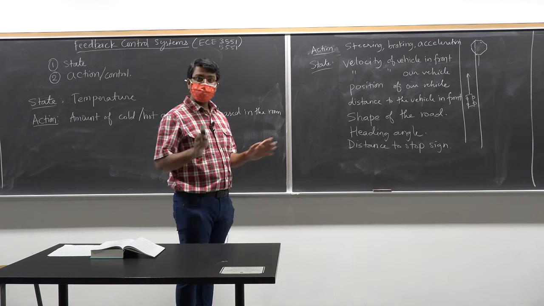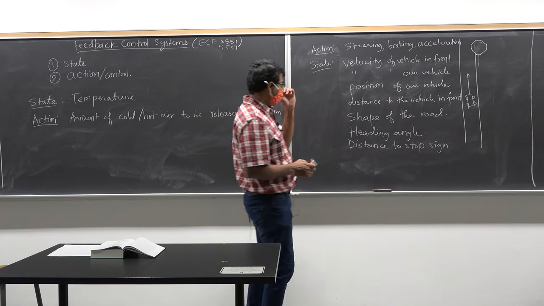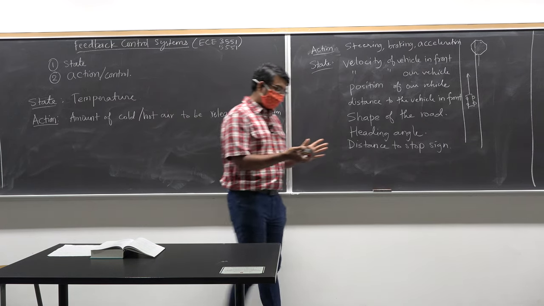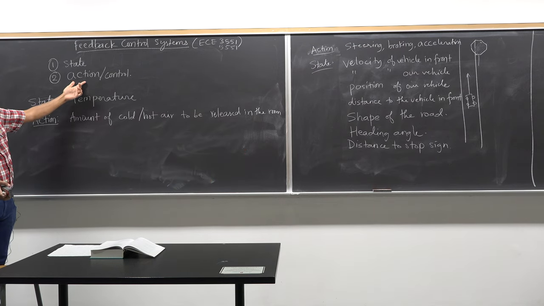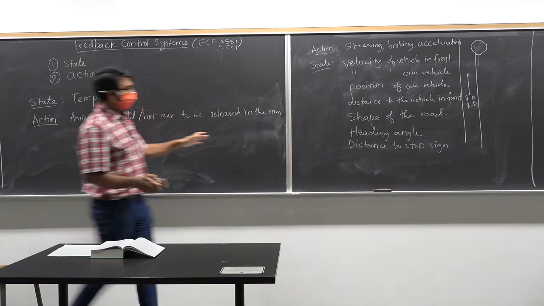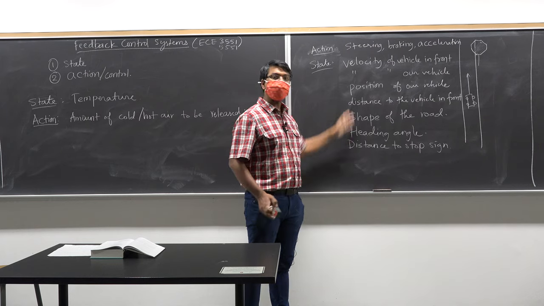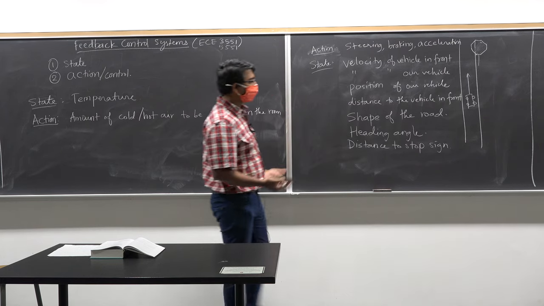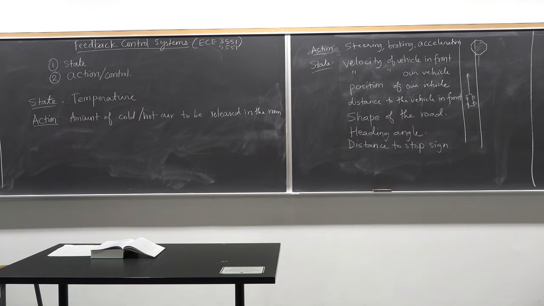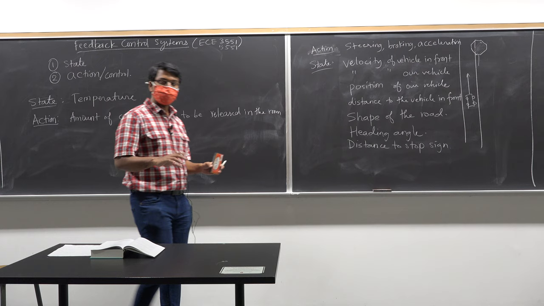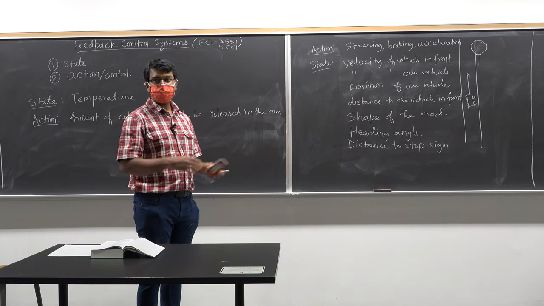Okay, so that's something we need to keep in mind, that when you come up with a feedback control system, you need to define what the state of the system is, you need to define what the action available to the decision maker is, and depending on the system, you could really have a very large number of states. And in the autonomous driving situation, you probably are looking at a state space of about 15 or 20 dimensions. Okay, because there are too many things that are going on when you are driving the vehicle autonomously.